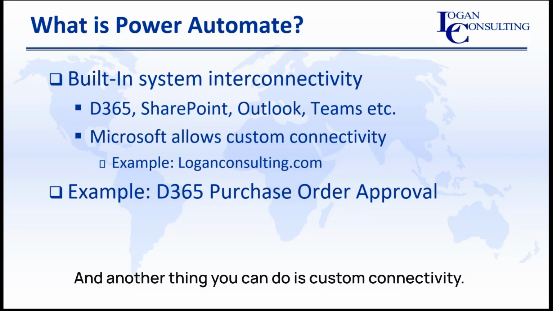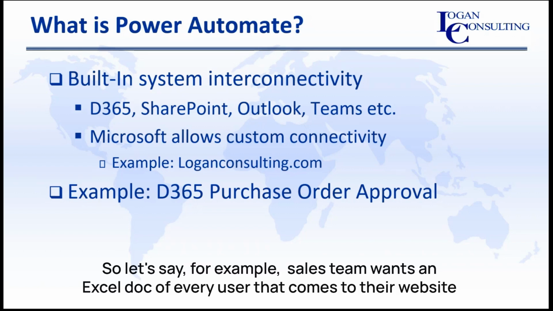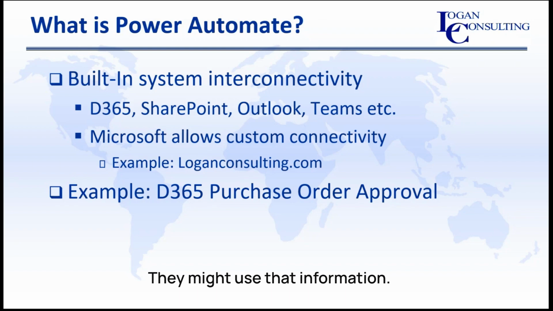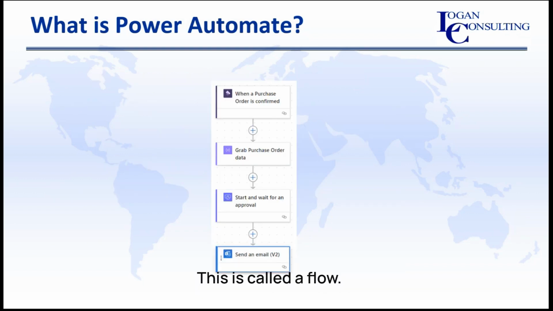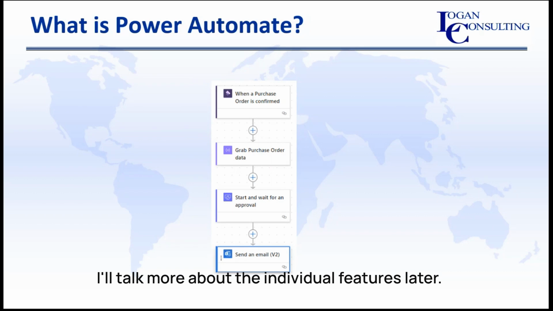And another thing you can do is custom connectivity. So let's say, for example, sales team wants an Excel doc of every user. They might use that information, and so having up-to-date information would be valuable to the sales team. This is called a flow. It just goes from start to finish, pretty simple. I'll talk more about the individual features later.